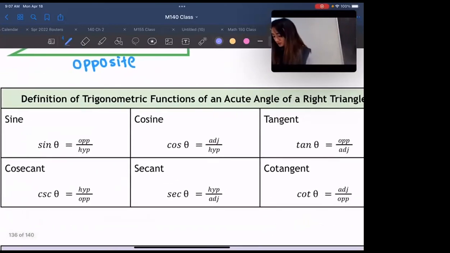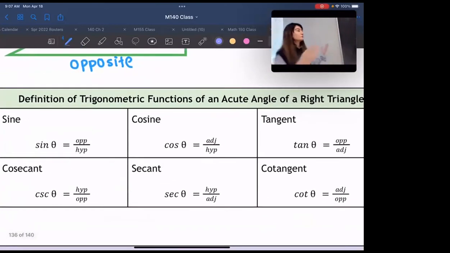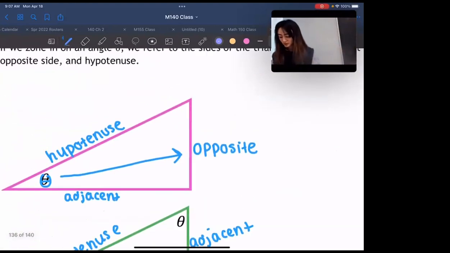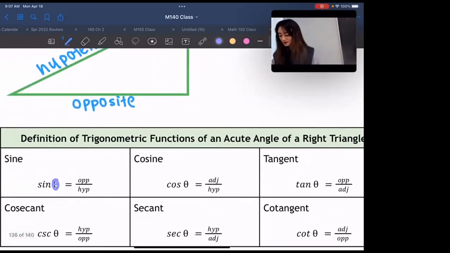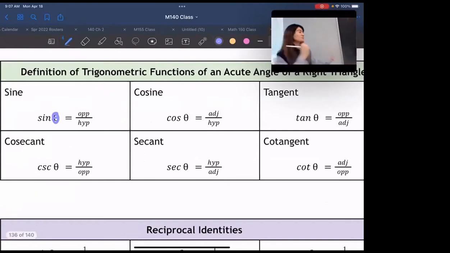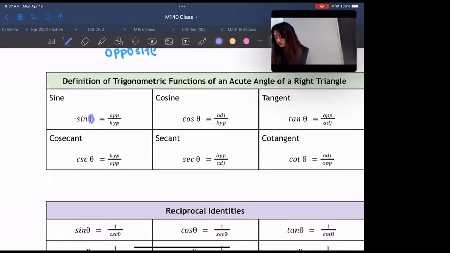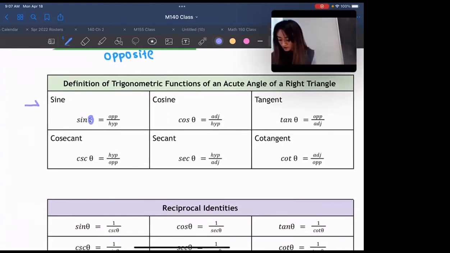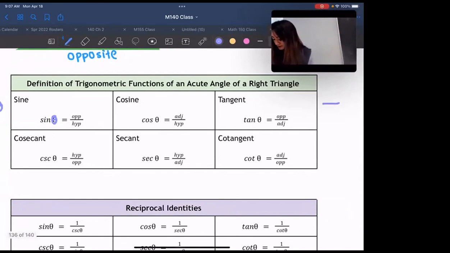Okay, so for example, if we wanted to take the sine of a specific angle, well, this angle represents the angle that we're zoning in on. So for example, it would be this angle, okay? The sine of that angle is going to be the opposite over the hypotenuse of the triangle. On the other hand, the cosine is the adjacent over the hypotenuse. Tangent is the opposite over the adjacent. So why don't we focus on these first three.